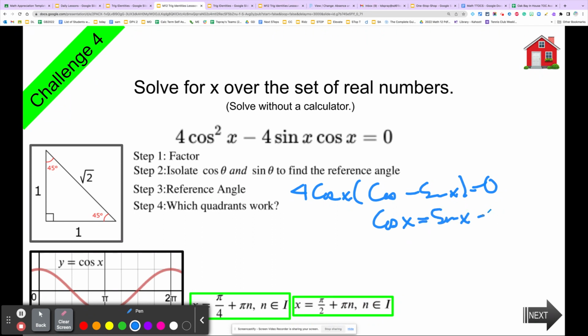So this is not equal to 0. When does cos x equal sine x? I know that in this special triangle, the sine of 45 and the cos of 45 are equal. So that means that the reference angle here is going to be 45 degrees, or pi over 4 radians.